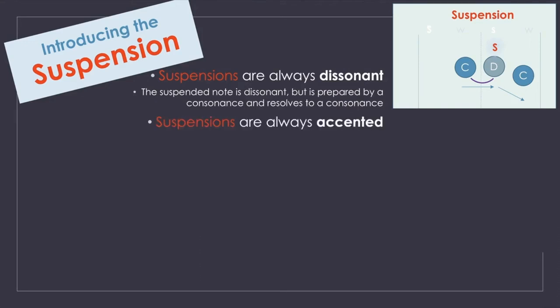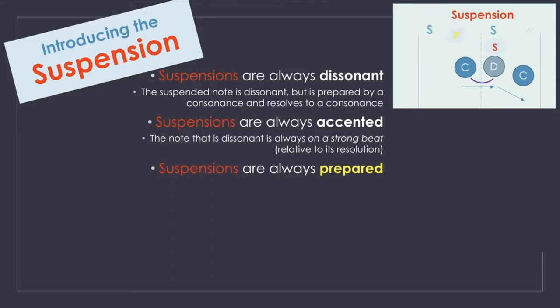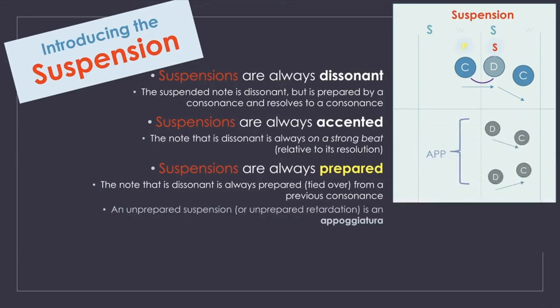Okay, suspensions are always accented. So you can see it's coming on a strong beat. The note that is dissonant is always on a strong beat relative to its resolution. Suspensions are always prepared. The note that is dissonant is always tied over from a previous consonance. It can't be tied over from a dissonance. It has to be prepared as a consonance.